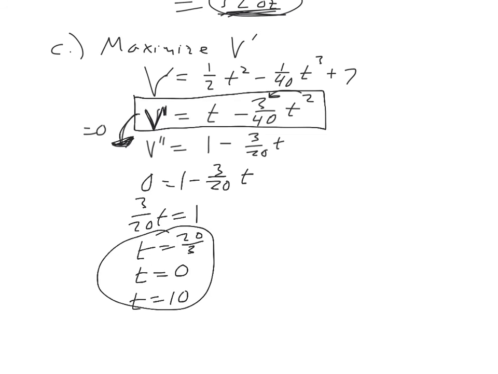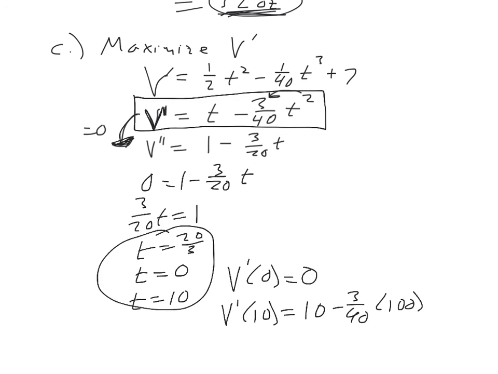So V prime of 0 looks like it's going to be pretty easy. V prime of 0 is just 0. V prime of 10, if I plug 10 into that thing up there, I'd have 10 minus 3/40ths times t squared, that's 100. I can reduce this a little bit. The 40 and the 100 would reduce down to 10. That would give me 30 over 4. So this is 10 minus 30 over 4. 30 over 4 is 7.5. So this is 2.5. Okay, so I've got a 0, I've got a 2.5.